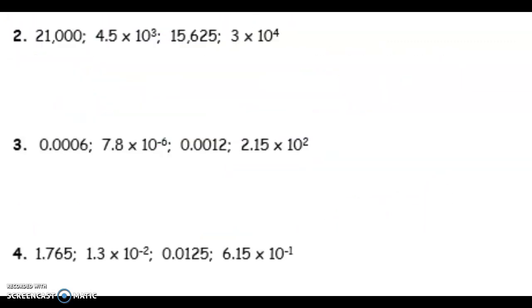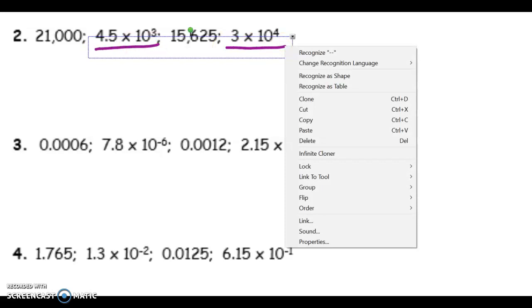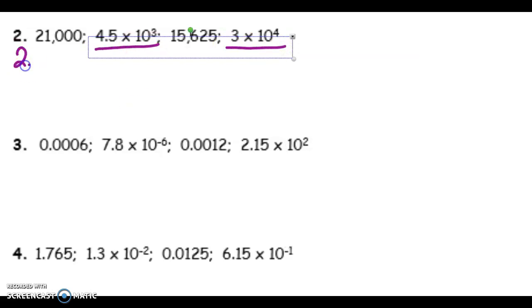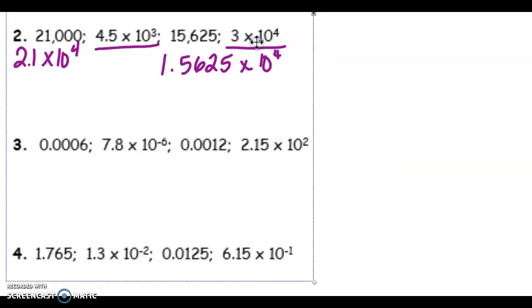Okay, so I've got 3 more to do here. Remember, I want to put everything in scientific notation first. So this is there, this is there. Oops. This becomes 2.1 times 10 to the 4th. This becomes 1.5625 times 10 to the 4th as well. Okay, so if I want to go least to greatest, my smallest exponent here, let's get this off of here.